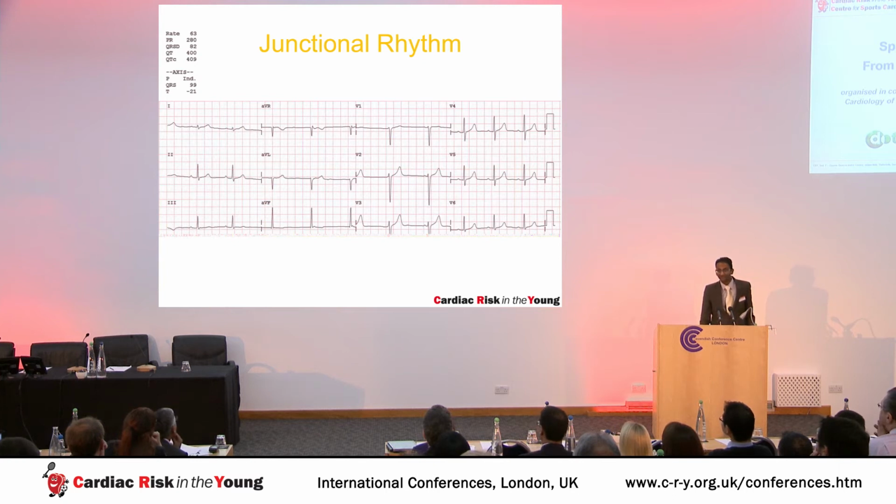Escape rhythms can originate not just from low in the atrium, but from anywhere. And again, this is a rather nice example of, sorry, for some reason, the rhythm strip is rather pale on this. But if you look closely at the rhythm strip, you'll see 2 sinus beats followed by junctional escape beats and a return to sinus as the sinus rate increases.